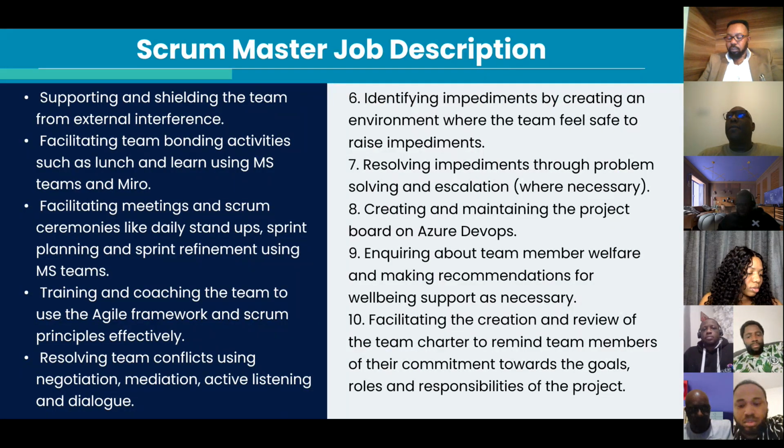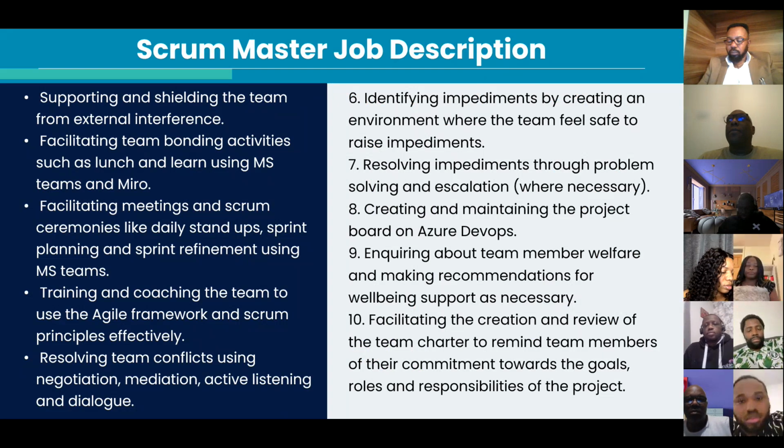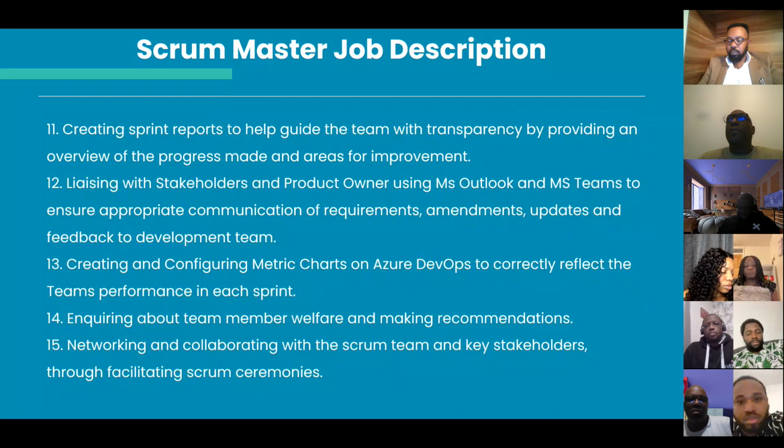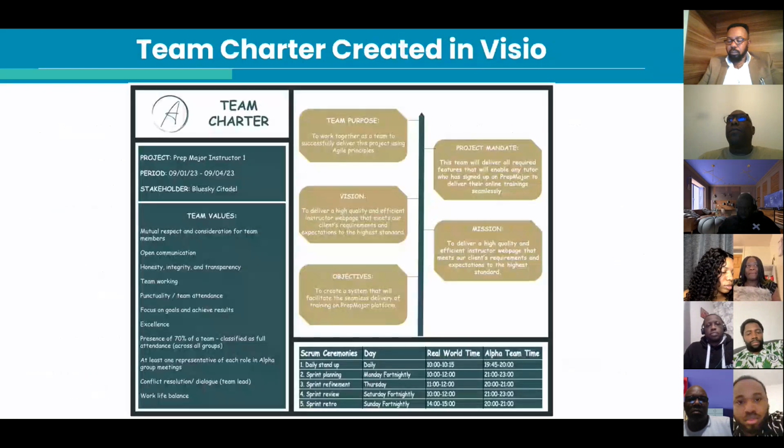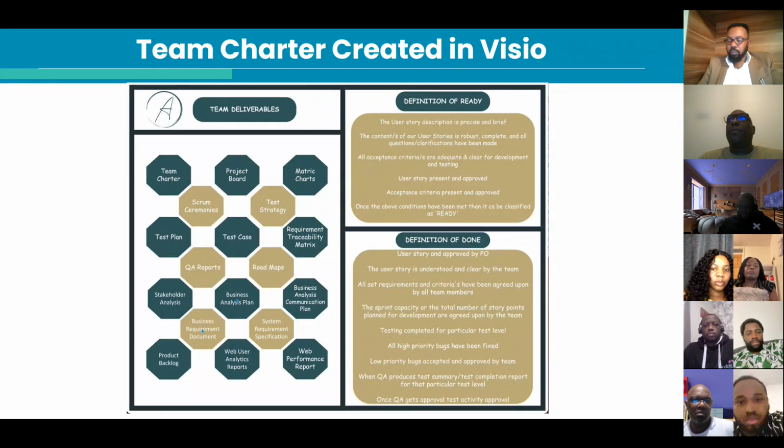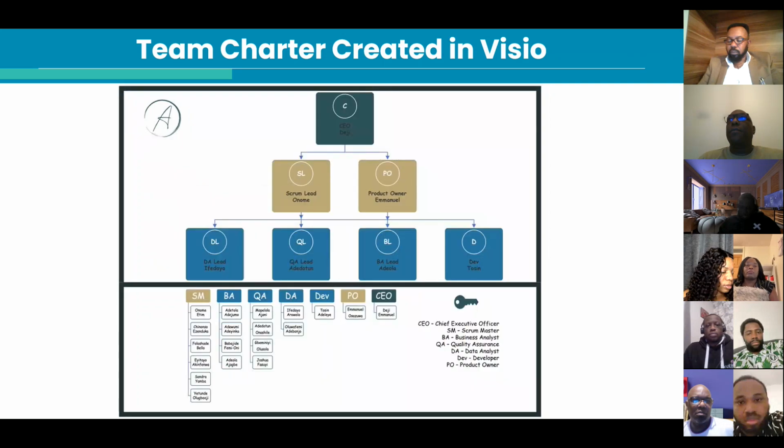So the next 3 slides show the Scrum Master job descriptions. We have 20 of them. Next. So this is our team charter created in Visio, and we partnered with the BAs on our team. Next, this is the other slide of the team charter. Next. This shows the organogram.